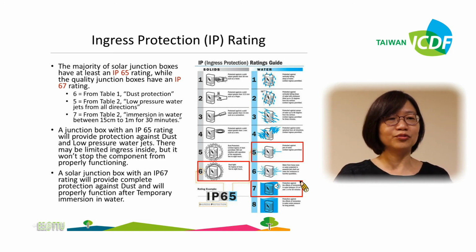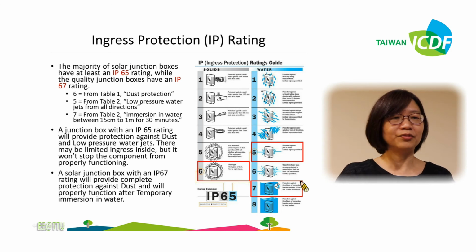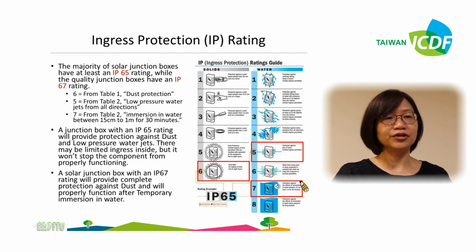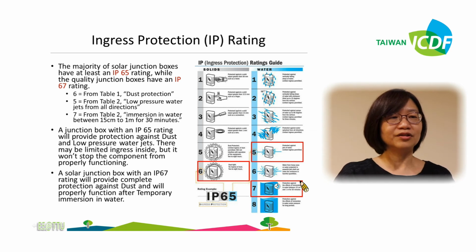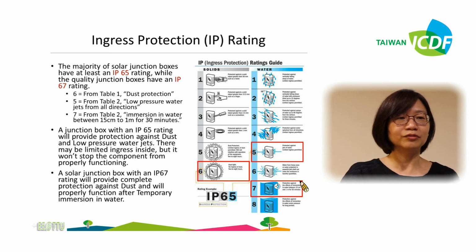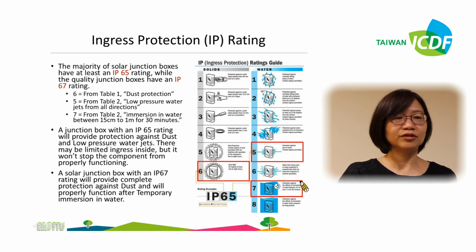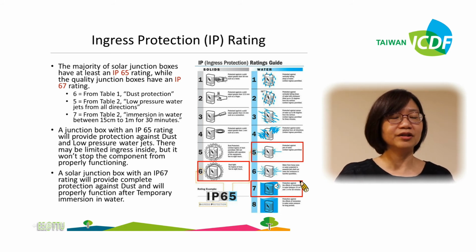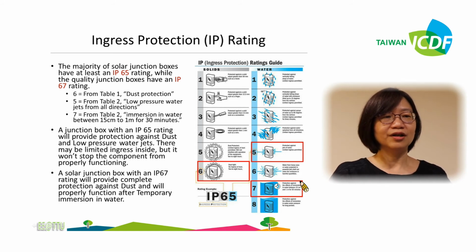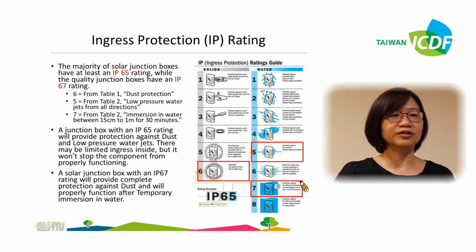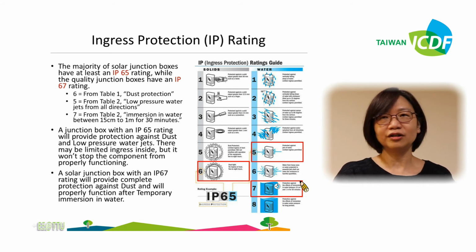So all junction boxes with an IP65 rating will provide protection against dust and low pressure water jets. There may be limited ingress inside, but it won't stop the component from properly functioning. A solar junction box with an IP67 rating will provide complete protection against dust and will properly function after temporary immersion in water.